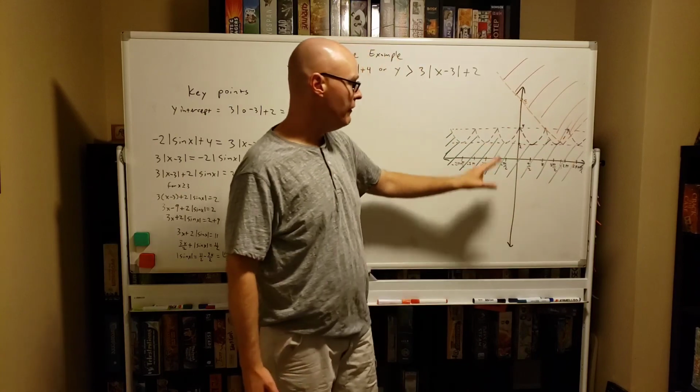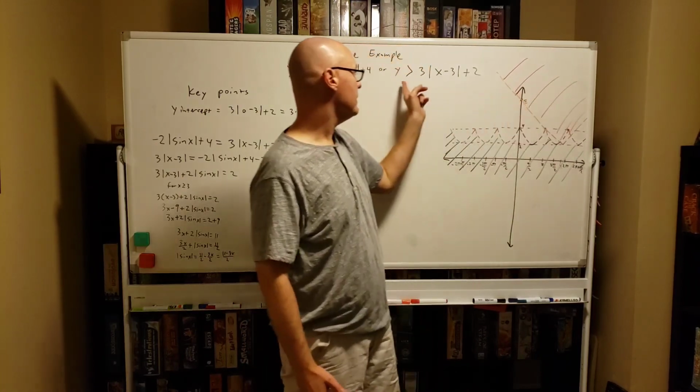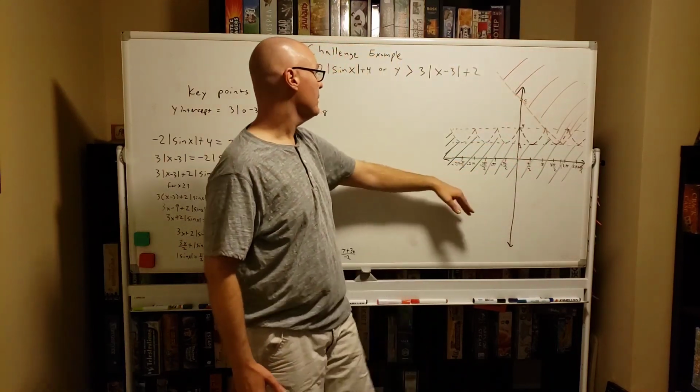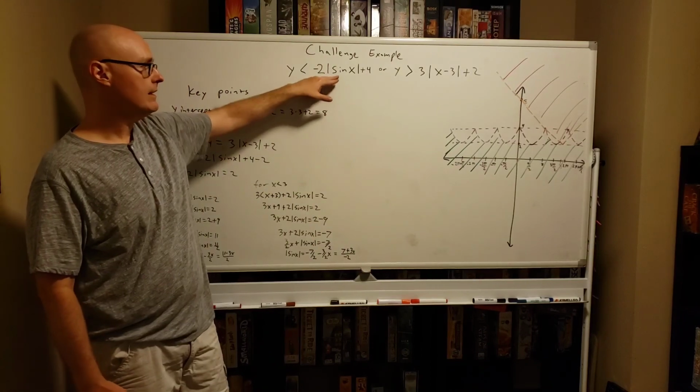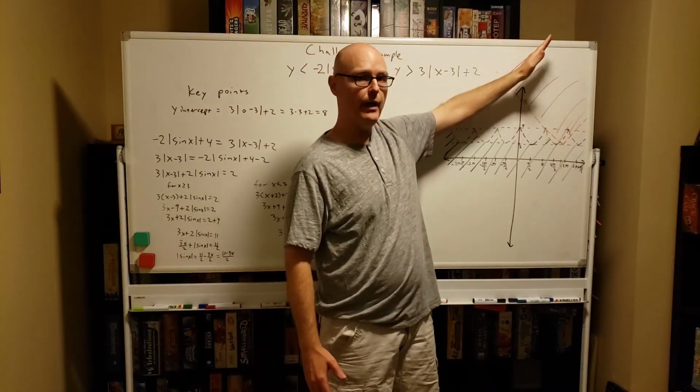I have an or function, which means that I can either be in this red zone, right? So this is greater than this function, or I can be in this green zone, which is less than this function. So I can either be green or red.